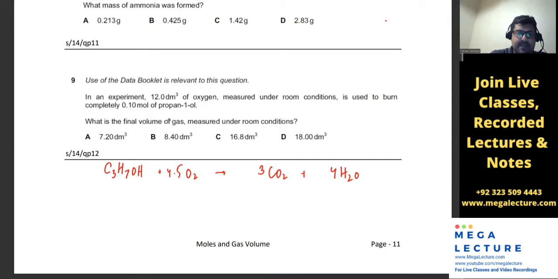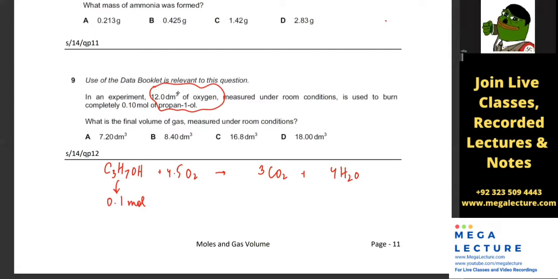Now you're given that it's 0.1 moles, right? This one is 0.1 moles. So the question is, what is the final volume of gas measured under room conditions? So 0.1 moles, if it burns with how many moles of oxygen is this? Okay, what is this? 0.5. Okay, so that's 0.5 moles.